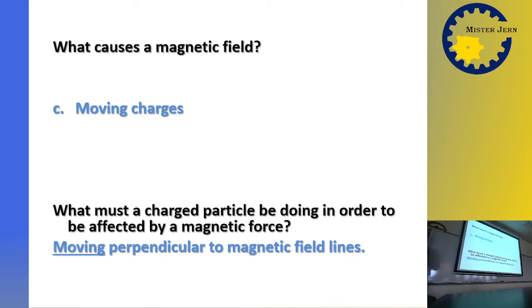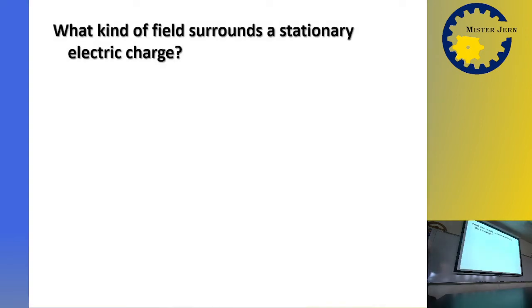Speaking of moving along, what kind of field surrounds a stationary electric charge? This is like unit 6 stuff, right? We have a charged object. What kind of field surrounds it if it's not moving, stationary? You have an electric field. Again, we've talked about this. Why am I coming back to it? Because everything has been building up to this. We had to know about that in order to know about other things, including magnets.